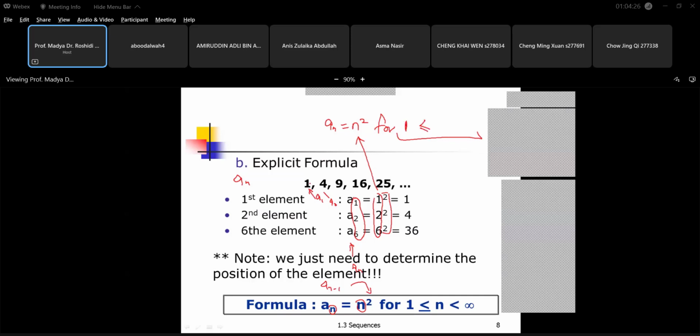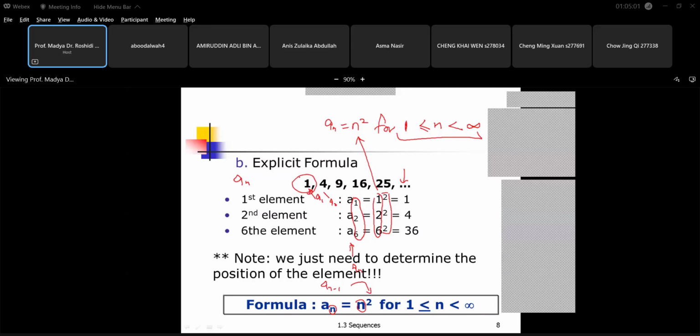Less than or equal because we know the starting point. So that's why less than or equal, and less than, not equal, because here is the ending point and so on. In order to represent "and so on," in this case we put infinity. So finally the formula for this sequential is an equal to an for 1 less than or equal to n less than infinity. That's the formula for this sequential.